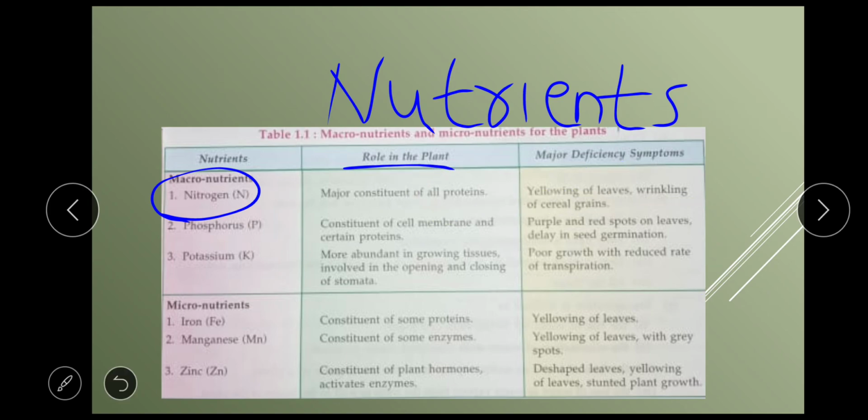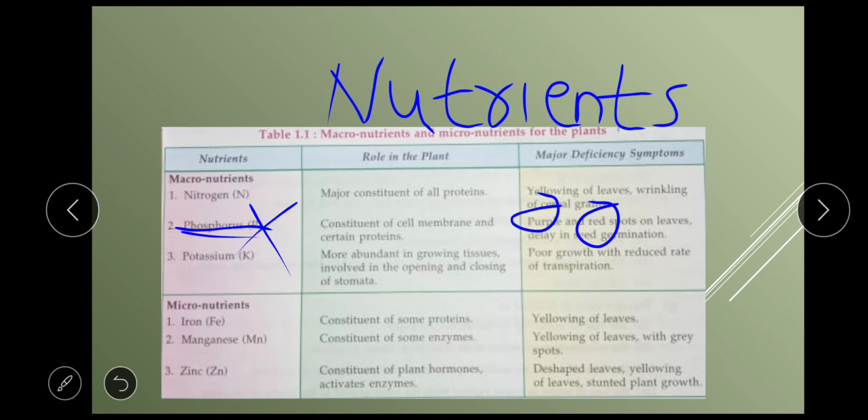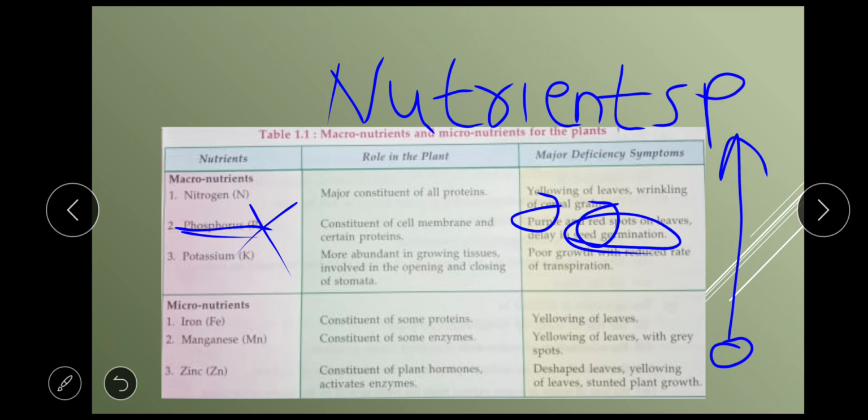Next, phosphorus. It helps in the cell membrane and also gives certain proteins. Constituent of cell membrane means plants have a cell membrane, and to make this cell membrane we need phosphorus. If phosphorus is not there, the leaves will get red spots and purple spots, and seed germination will take time. Seed germination means one seed becomes a plant. So this process will take a longer time. The growth of the plant will be slow.